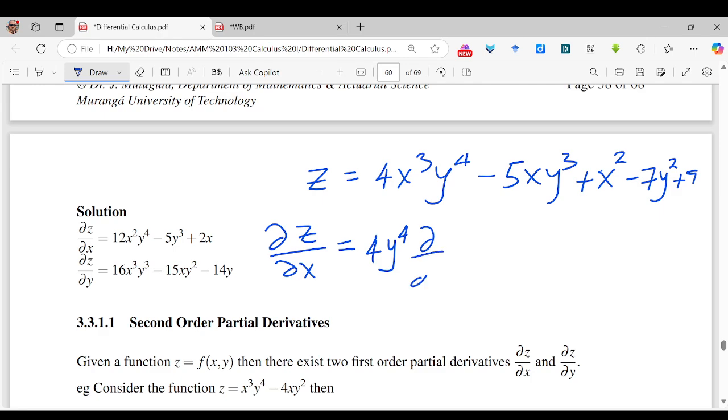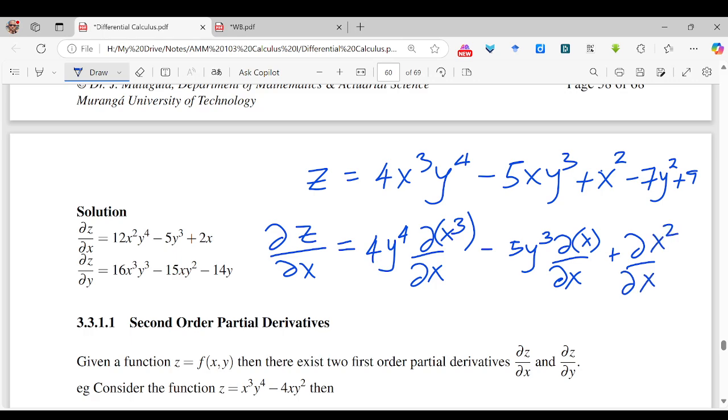Then the derivative with respect to x of x cubed. The second term we shall write minus 5y cubed, then the derivative with respect to x of x. The next term we have the derivative with respect to x of x squared. And then the last two terms, because they do not contain x, those ones will be treated as constant. So I can write minus 7y squared plus 9.